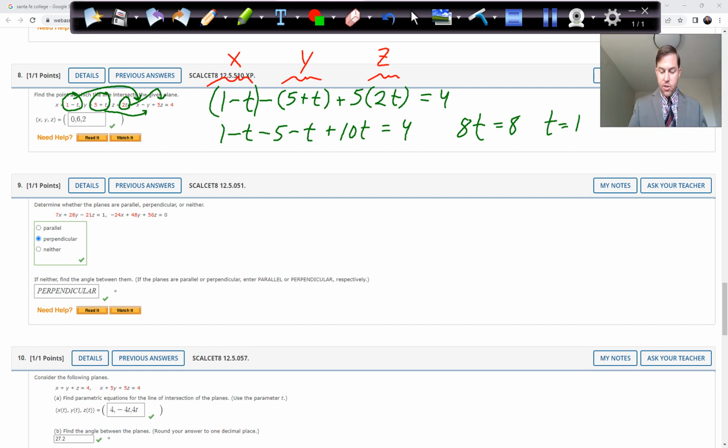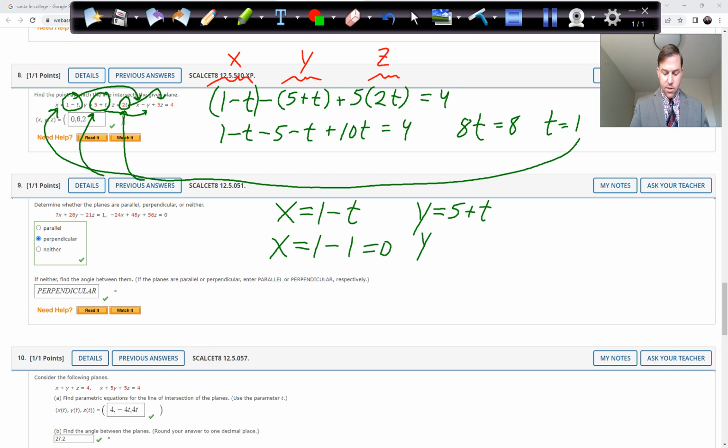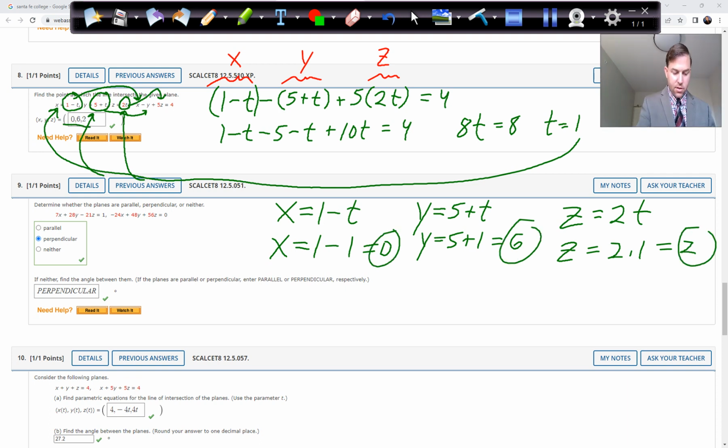Well, now you just back substitute that into the original problem. So now we're just going to put t back into these circled equations to solve for x, y, and z. So x was 1 minus t, but now t is 1, so x is 0. Y was 5 plus t, but t is 1, so we get 6. Z was 2 times t, but t is 1, so we get 2 times 1, which is 2. So we get the point 0, 6, 2. That's problem 8.